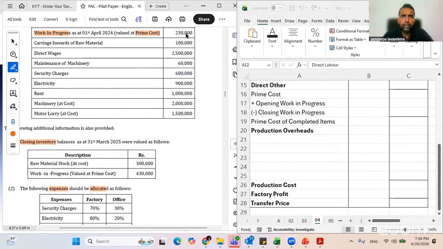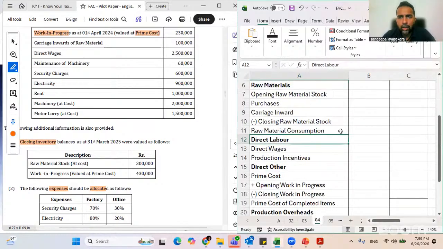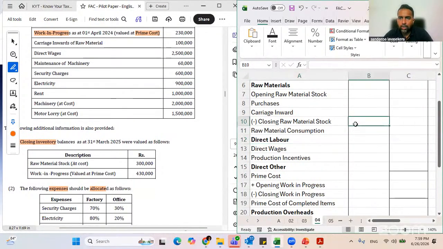Okay, we'll start. Very easy. Manufacturing accounts are not difficult. First one, closing raw material stock. That means the raw material stock which is not consumed. So we have to remove that. 300.